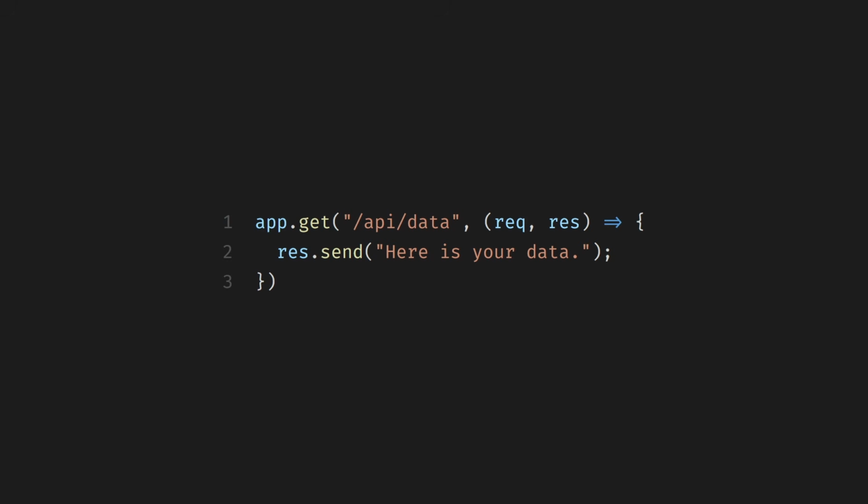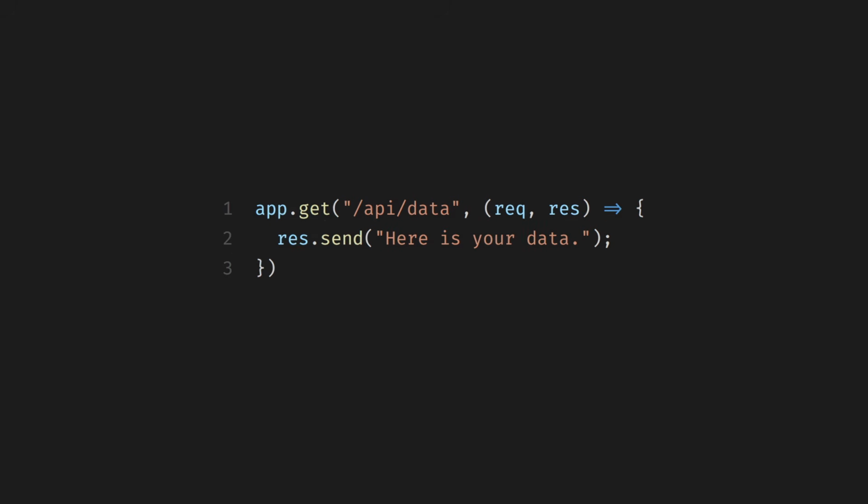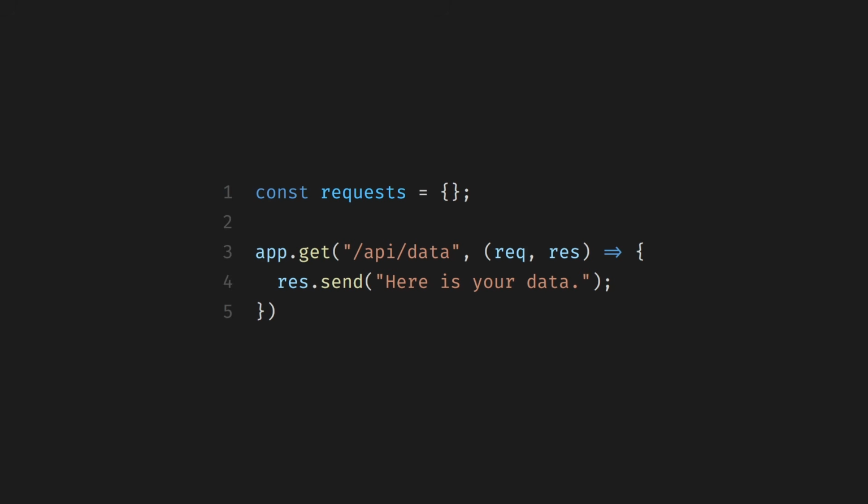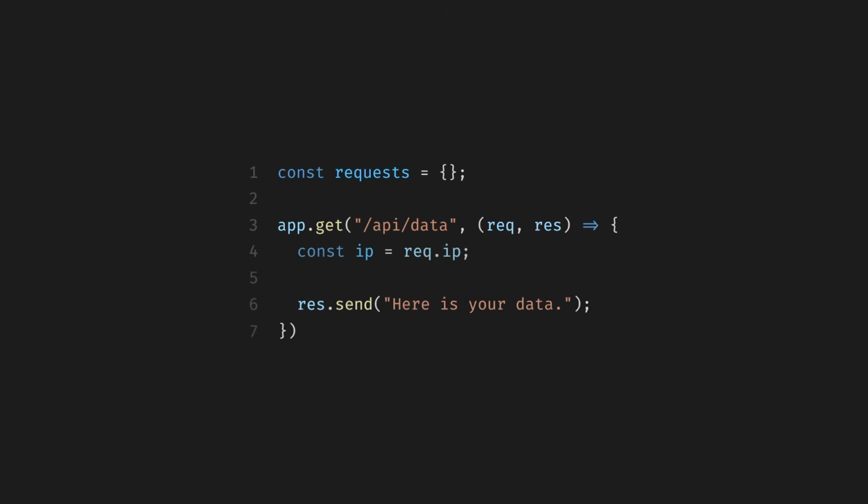Now our route actually responds, but there's still one problem. Nothing stops someone from calling it over and over again. If one client sends thousands of requests, our server will happily keep processing them. So the first thing we need is a way to remember who's making requests. We'll use a simple object where the key is the client's IP address and the value is the data we're tracking. Inside the route, we can get the IP with request.ip. At this point, we're not limiting anything yet. We're just identifying who's making the request.